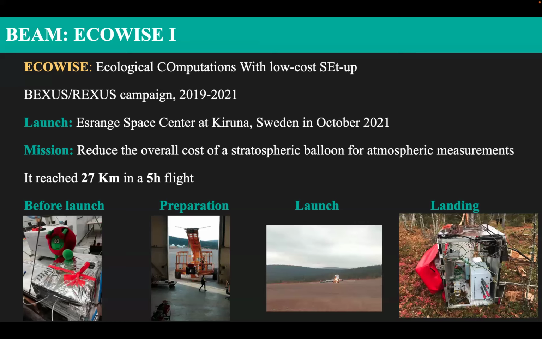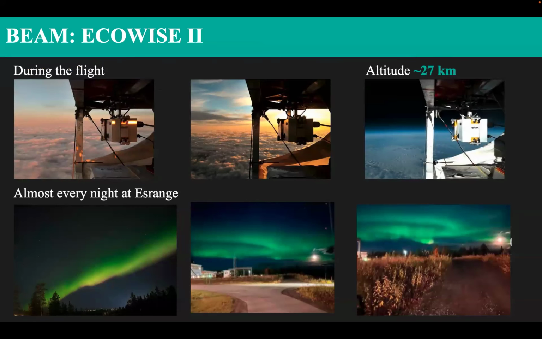Now, you can see some images with the experiment being placed in the gondola. You can see the preparation, how they take the gondola outside to go to the launch pad, where is the balloon. This is some minutes before the launch, and you can see the landing, which the experiment actually falls from 27 kilometers, and we had a 5-hour flight. Again, now here you can see some images during the flight. These were taken using a camera from another team that they wanted it to observe the experiment. EcoGuys somewhere right here, so it's not visible. This is in the stratosphere, 27 kilometers. And being in northern Sweden, this was our view every night at the Strange Space Center.